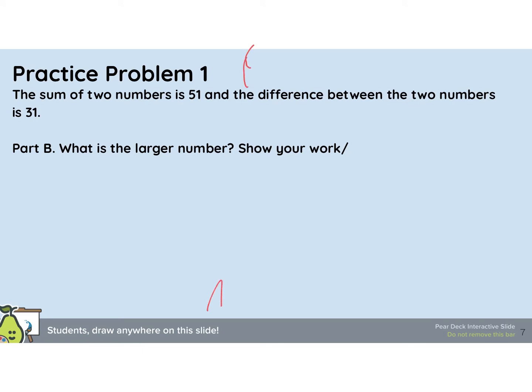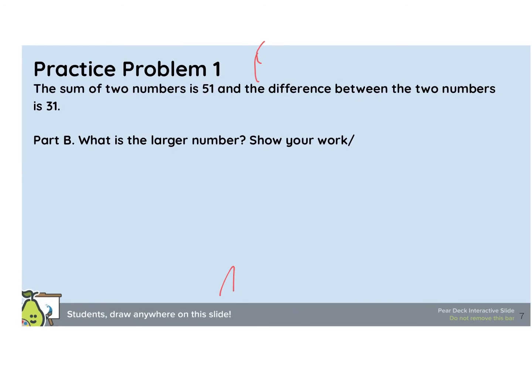So, what's the larger number? So now we just have to solve it and see what's bigger, the x or the y. So I'm going to rewrite my system. When I add them, I get 51. When I subtract them, I get 31. So for this one, all of the coefficients are 1.